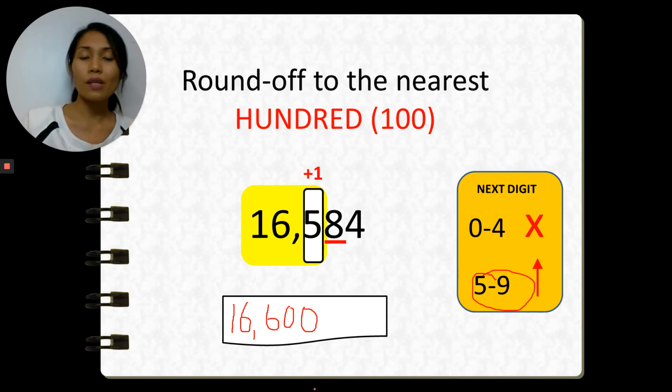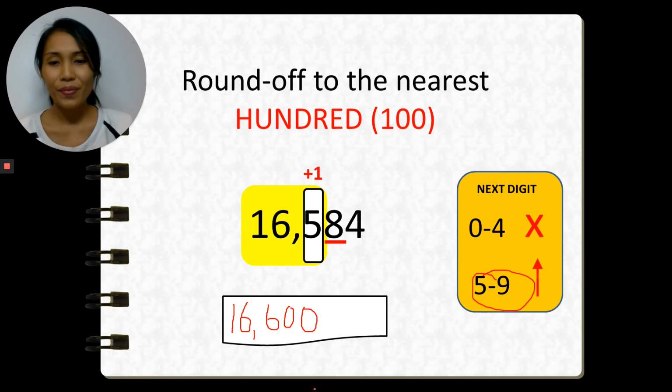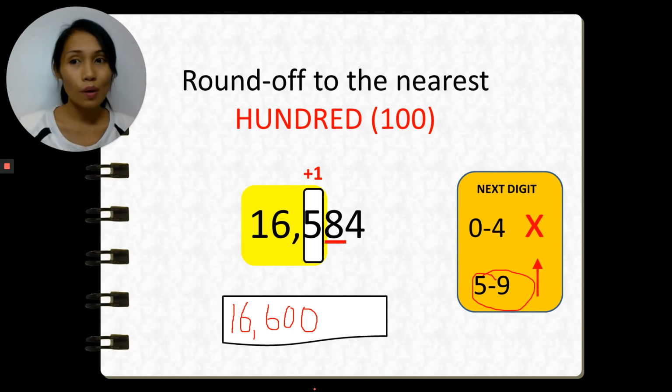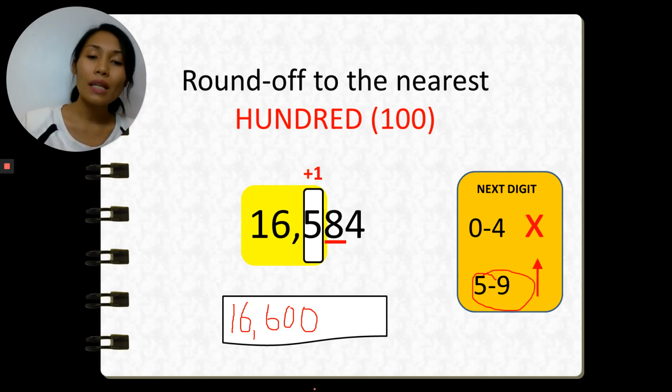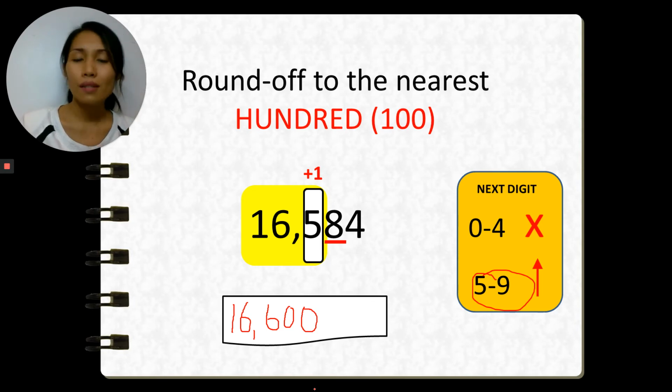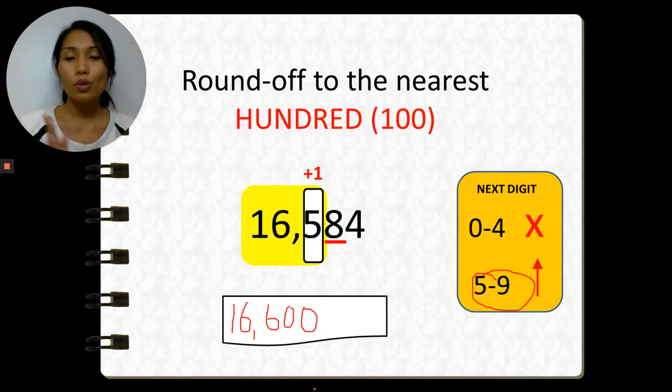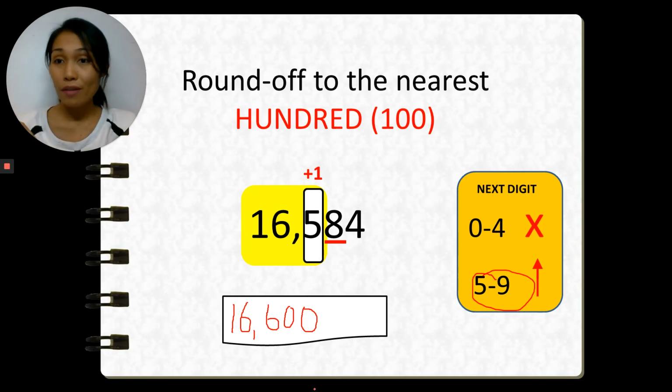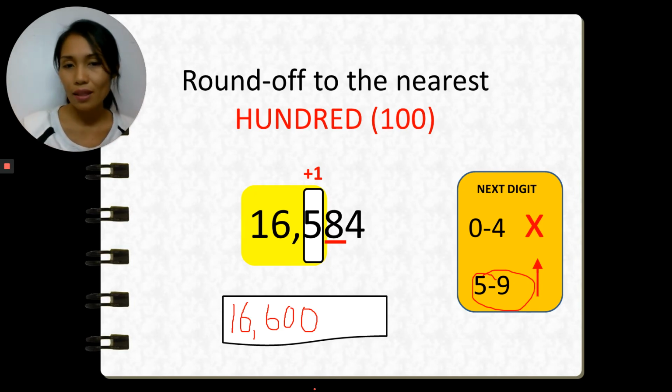So 16,584 will be rounded up or down? Up, because we added 1. So that means we rounded up to 16,600. That means 16,584 is closer to 16,600 than 16,500. Okay, not 500. It's closer to 600. That is why we round it up.